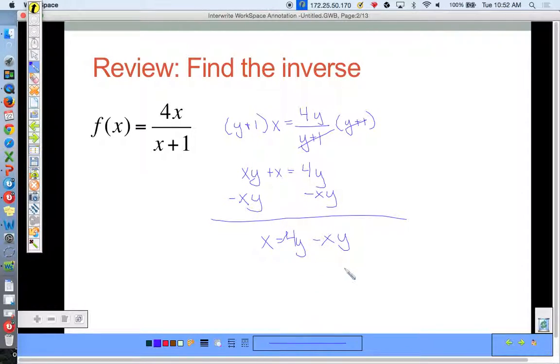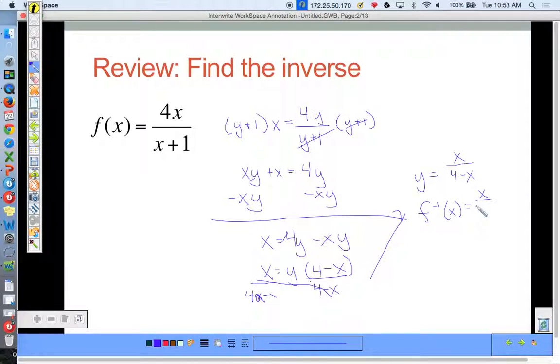And this is the part where we sometimes get stuck. We're going to factor out the y. So we have y times 4 minus x, and then we'll divide by 4 minus x. Oops, 4 minus x. So we end up with y equals x over 4 minus x. So our inverse, using inverse notation, and there we have our inverse.